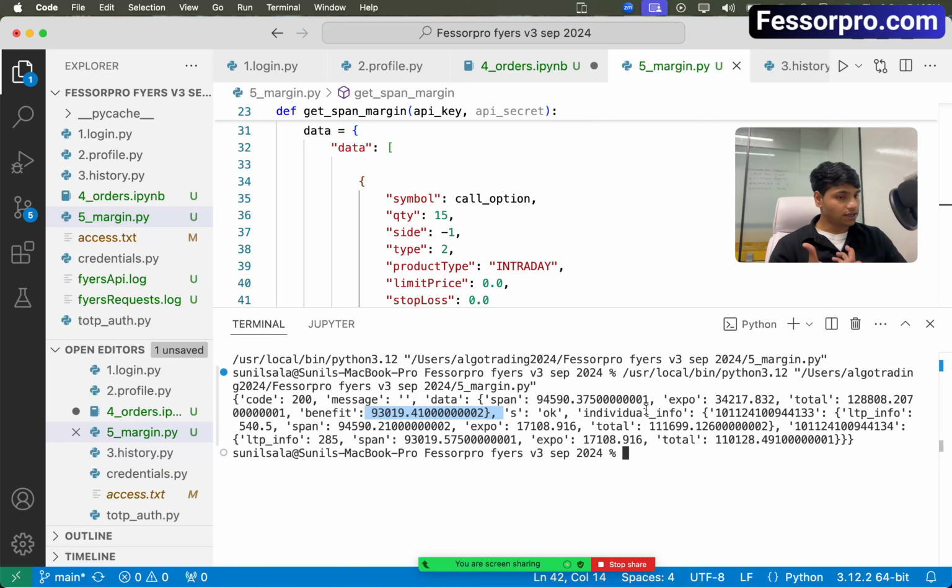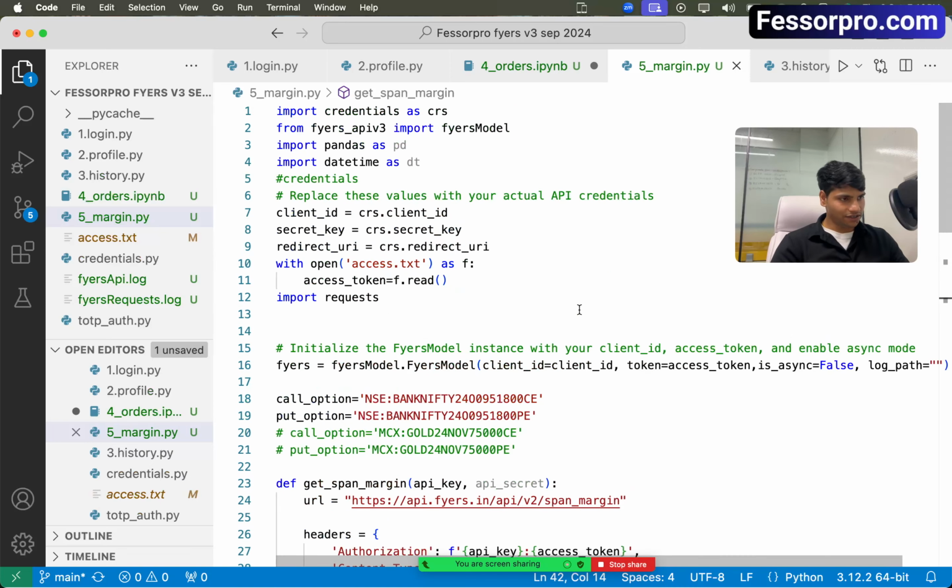Now inside the margin, there are two more things. One is span margin, one is exposure margin, and there is total. Acha, wait, no, total is this. It is 1,20,000, 28,000. So you can research about it. What is the span margin? What is exposure margin? Okay, this is for an individual leg. This is the total for both legs combined. So this information you can also use if you're designing an option strategy.